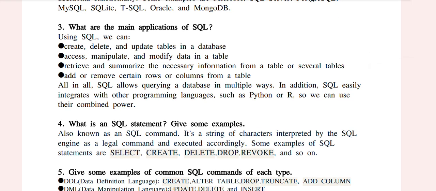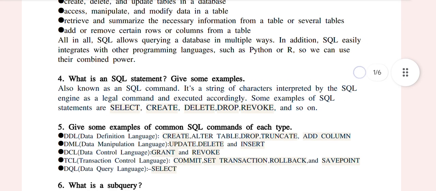So SQL can be used to create, delete, update, and access tables. Manipulation, just like if you want to update any data and modify data in a table, such as adding or removing a column, that kind of thing we can utilize it for. Retrieving and summarizing means inside a table you can write a join query. A lot of things can be performed through SQL. So this is the objective of applications.